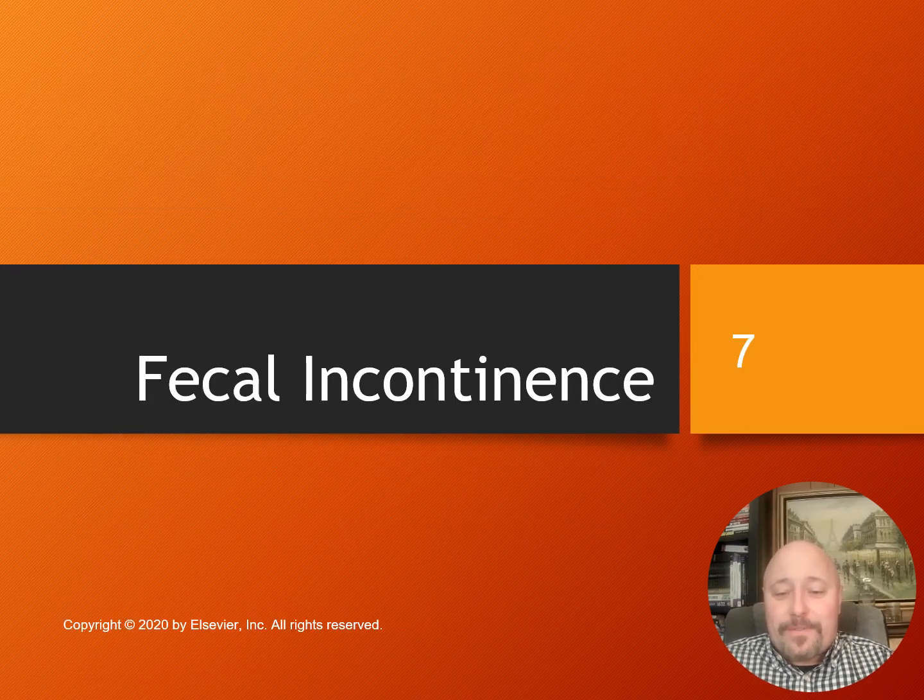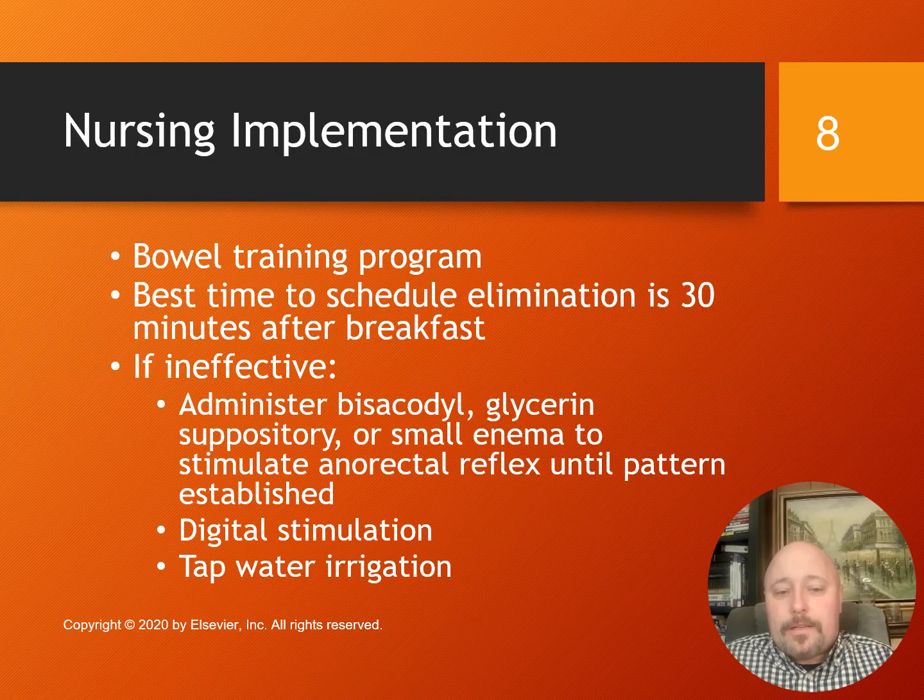Let's move on to fecal incontinence. We should start trying with a bowel training program. The best time to schedule elimination is 30 minutes after breakfast. If ineffective, we can administer drugs like Biscodyl, glycerin suppositories, or small enemas to stimulate anorectal reflex until a pattern is established. We can also try methods such as digital stimulation or tap water irrigation.